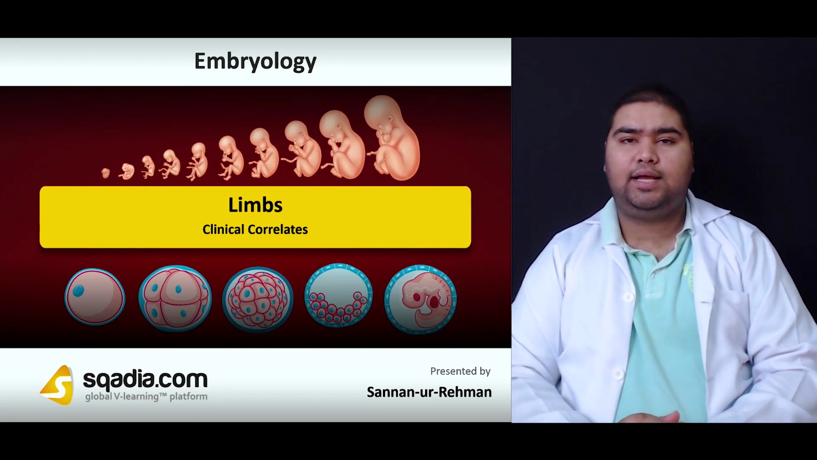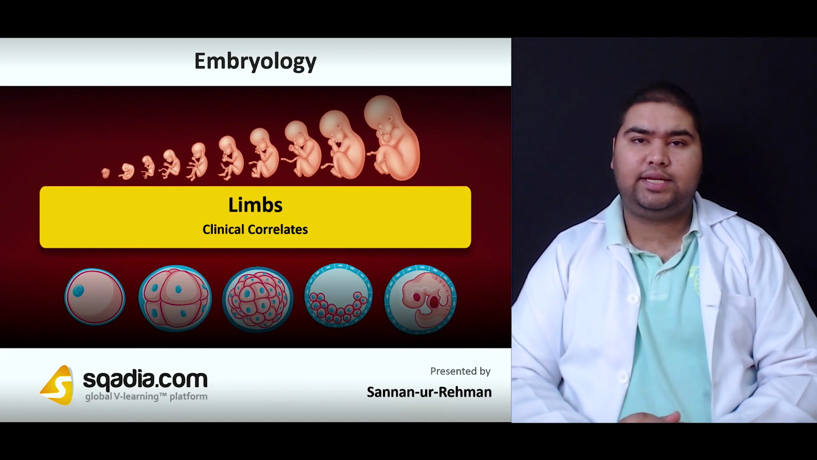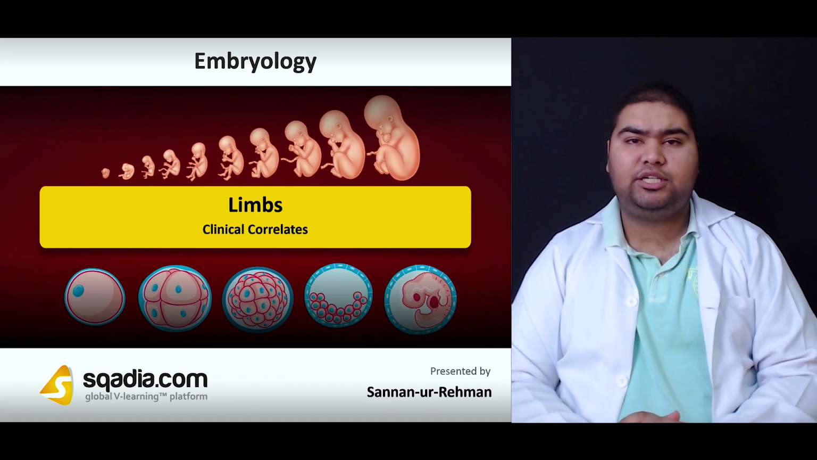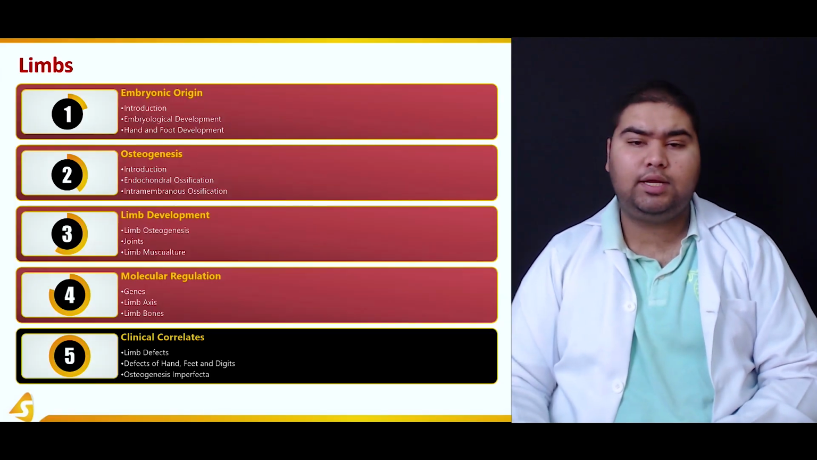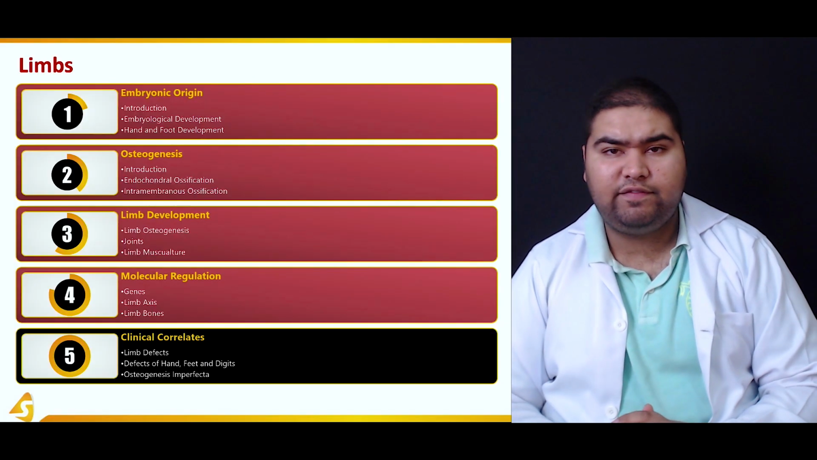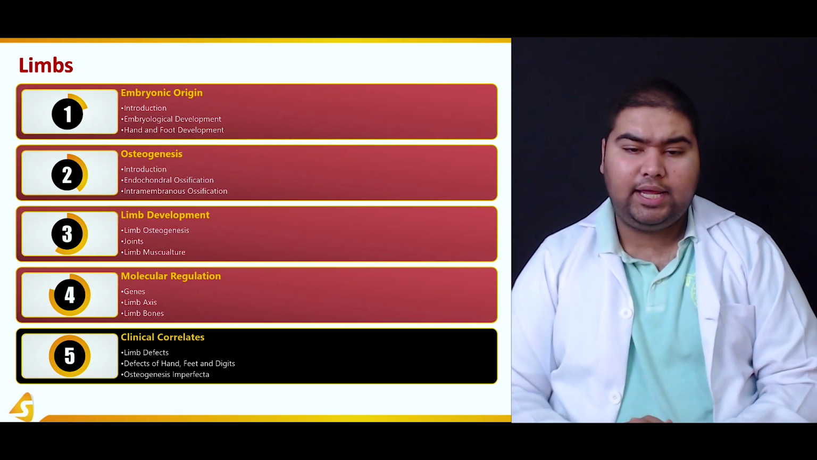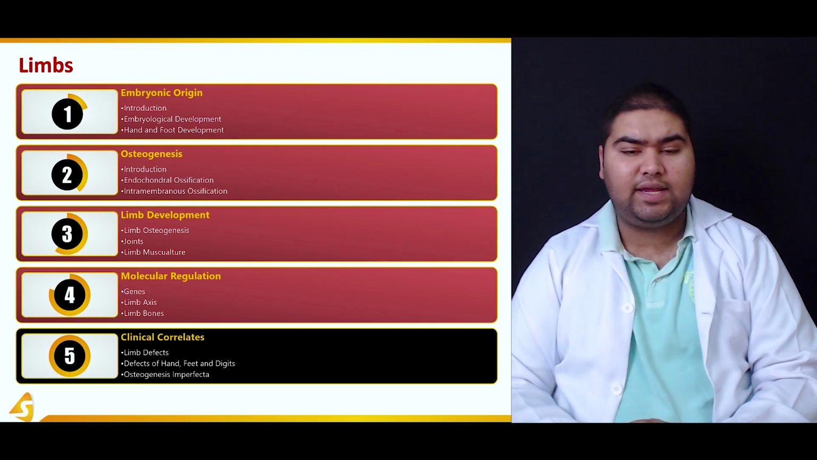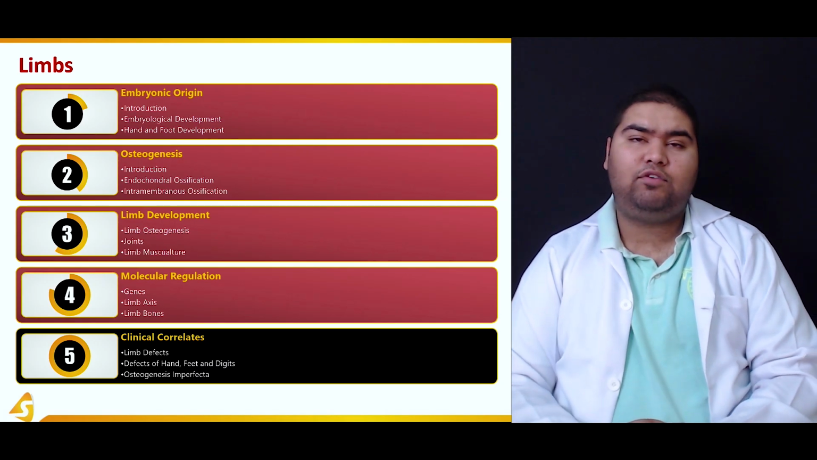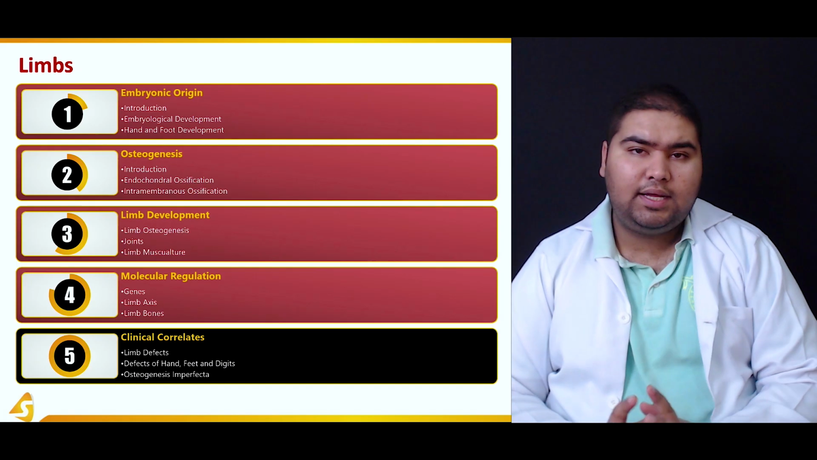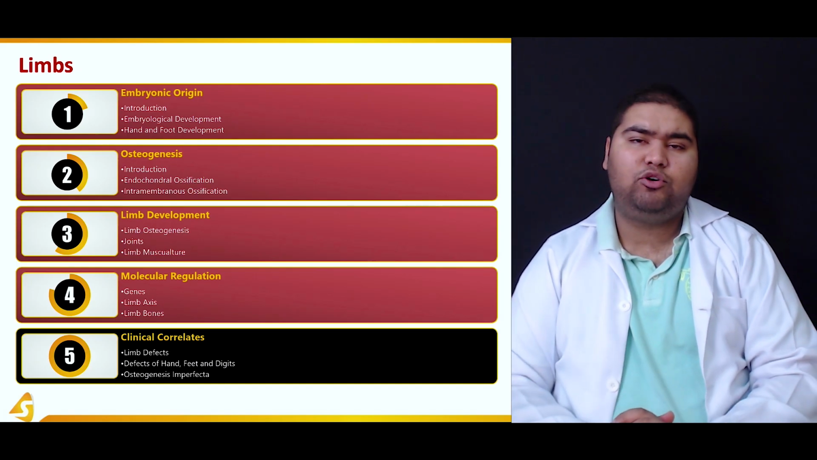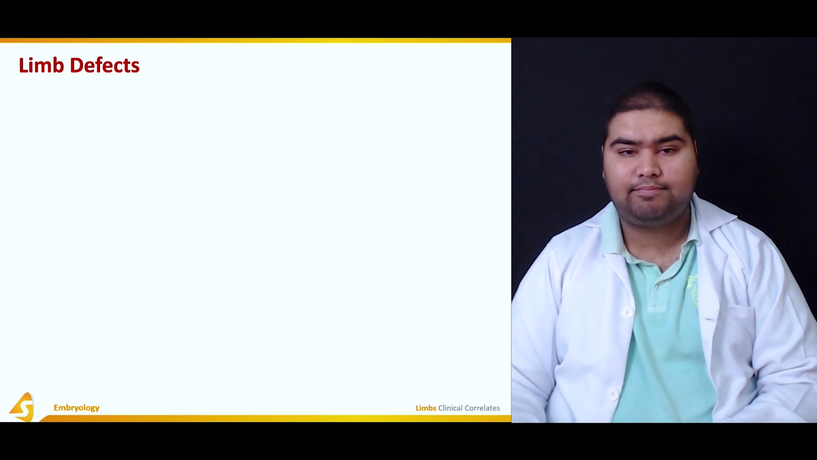I'm your presenter Sanana Rahman and the topic of this presentation is limbs. This is the last section of this presentation, so we'll be talking about the clinical correlates of the development of limbs. In this we have the limb defects, we have defects of hand, feet and digits, and we have osteogenesis imperfecta. This is the clinical takeaway of this entire lecture. I hope you are prepared for this.